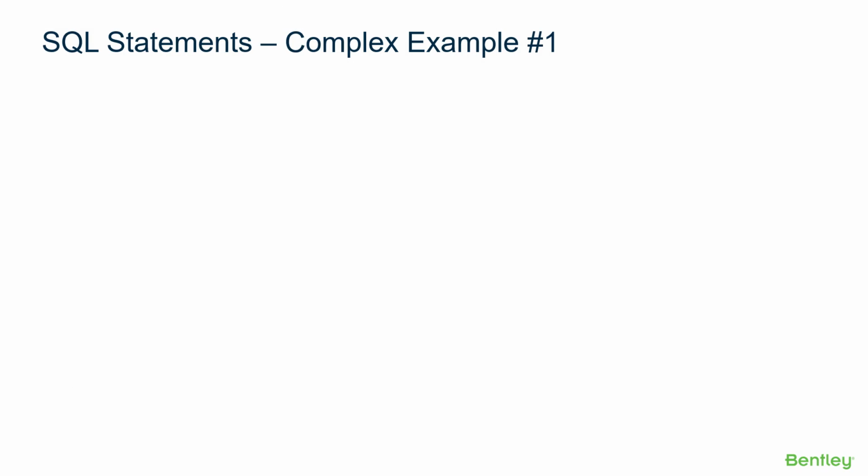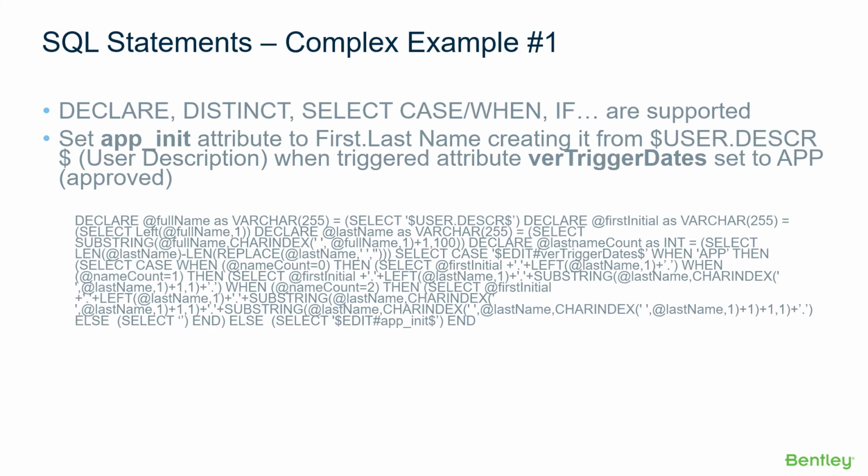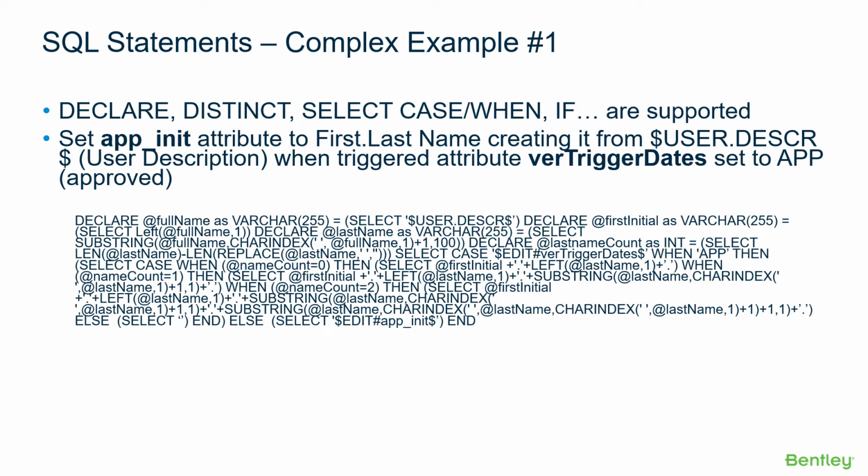Here's an example of code complexity. The code is using multiple SQL techniques using the declare, select case, and when statements, which are supported SQL statements for ProjectWise. The intent of the code is to create the title block initials for the current user using the user description system variable by parsing it, providing a first initial, last name.